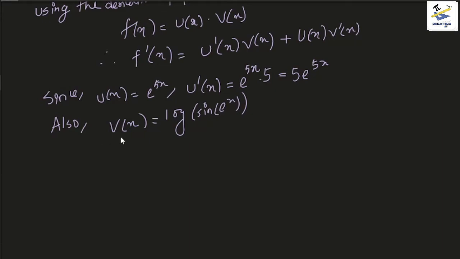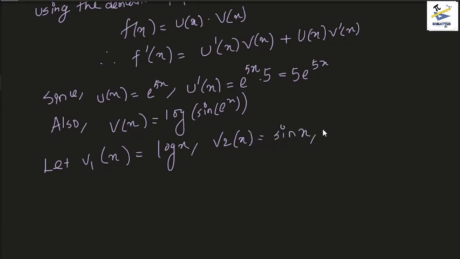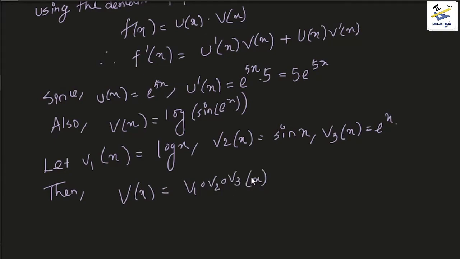So let v1 of x equal log of x, v2 of x equal sine of x, and v3 of x equal e to the power x. Then v of x is simply v1, v2, v3 of x, right? It's a triple composition. Now how do we do something like that?